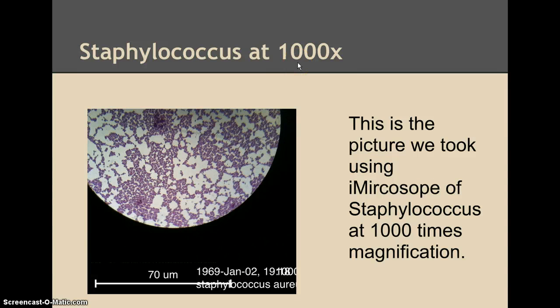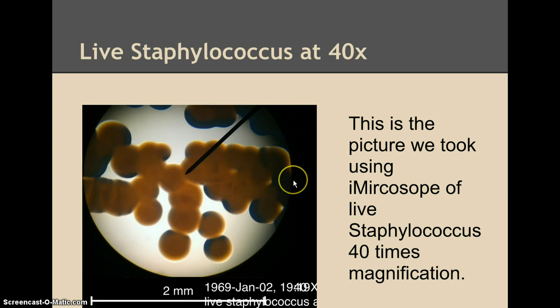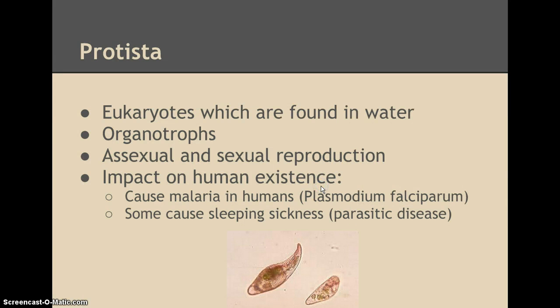This is Staphylococcus at 1,000 times, and again, it's fairly hard to make out really what the shape is, but here on this slide we can see that it's very round, and this is only 40 times. This is live Staphylococcus, and you can tell that it's Cocci bacteria. It's in the name. And it's round, so that would indicate that kind of bacteria.